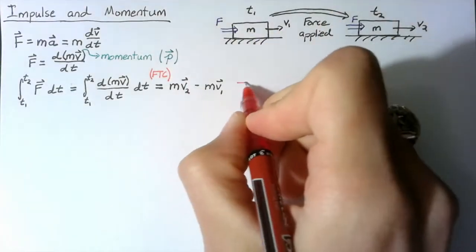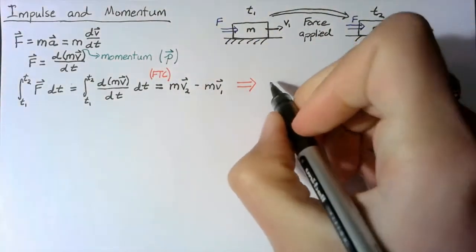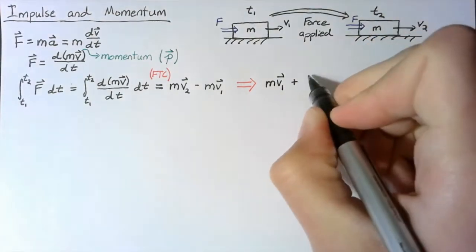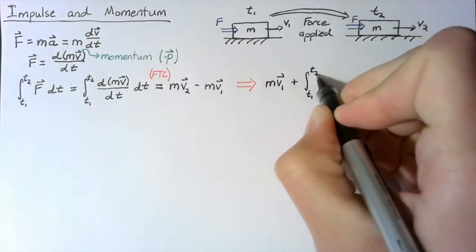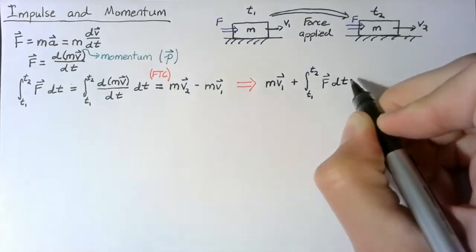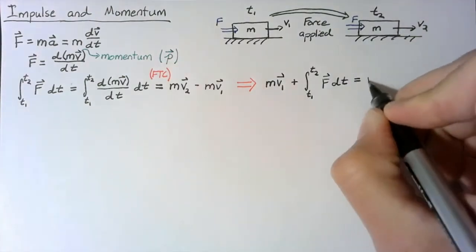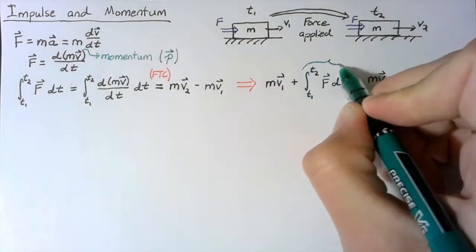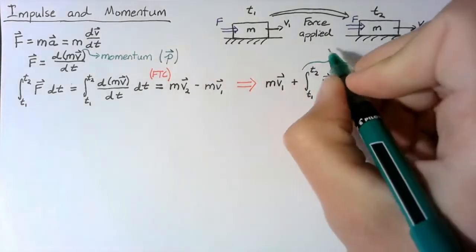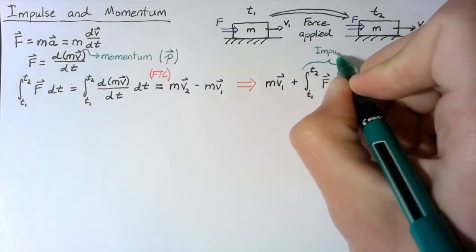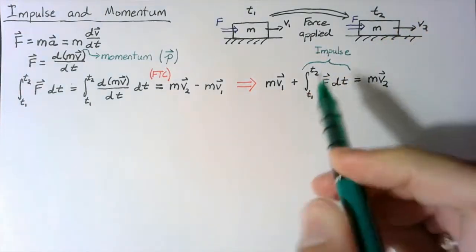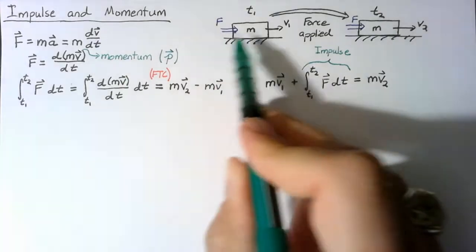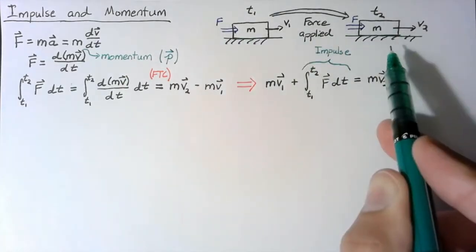Let's write that in a slightly more useful form. So let's have the mass times the velocity 1 on the left-hand side, along with this integral of the force. And on the right-hand side, all we have is the mass times the velocity at state 2. This integral right here is the other half of what we're talking about today. This is the impulse. So essentially, this impulse is just the sum of all the forces over the time between our two states.